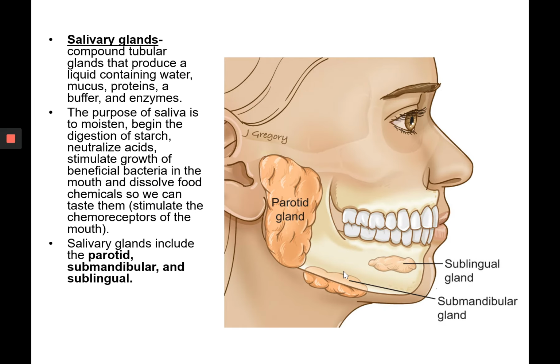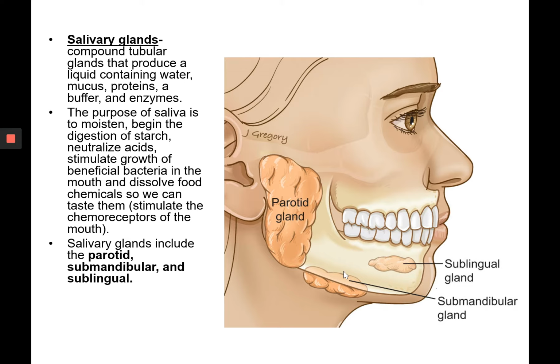You have three salivary glands: a parotid gland, a submandibular gland, and a sublingual gland. These glands have ducts that lead to the oral cavity. The purpose of saliva is to keep both the mouth and the food we eat moist. There is an enzyme called salivary amylase that begins the digestion of starch in the mouth. There are also secretions that neutralize acids and dissolve food chemicals. We need saliva in order to use the chemoreceptors that are on our tongue.